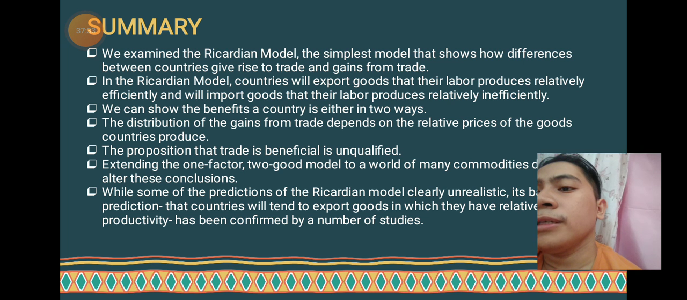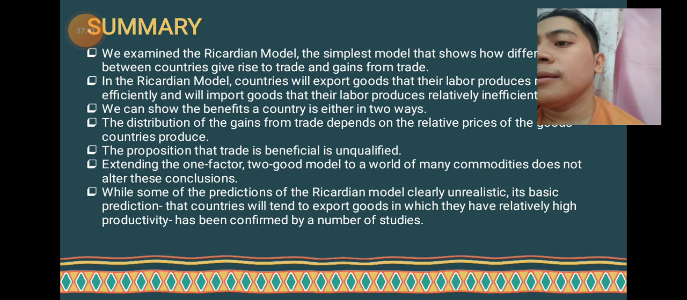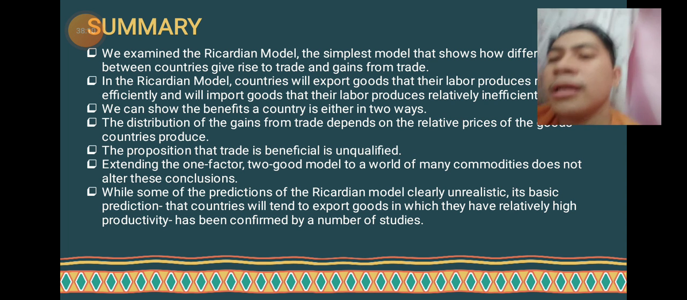The proposition that trade is beneficial is qualified. Extending the one-factor, two-good model to a world of many commodities does not alter this conclusion. And lastly, while some of the predictions of the Ricardian model are clearly unrealistic, its basic prediction that countries will tend to export goods in which they have relatively high productivity has been confirmed by a number of studies.